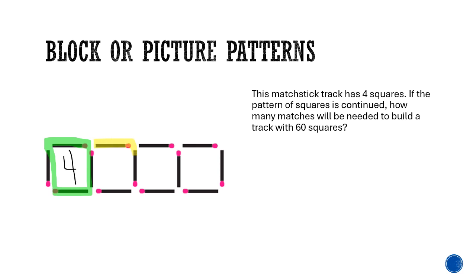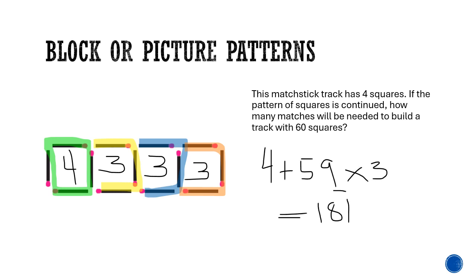But the next one only has 3. And the one next to it only takes 3 more matches. And the one next to it only takes 3 more matches. So each time there's a 4, but then I'm only adding 3 more. So if I want 60 squares, I'm going to have 1 4 for the first square and 59 3s for the remaining number of squares. That comes out to 181 matches.